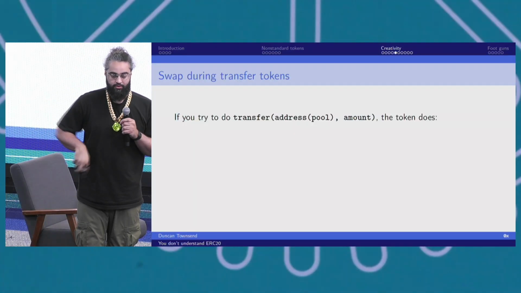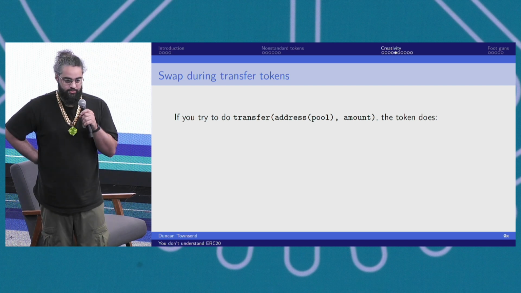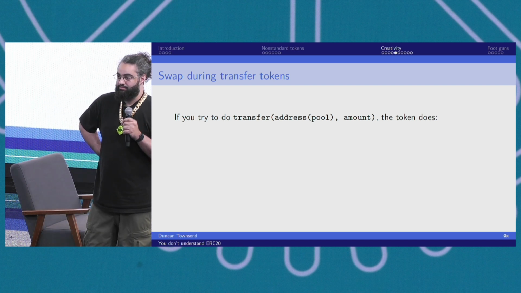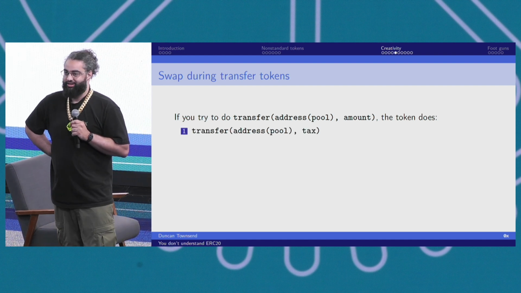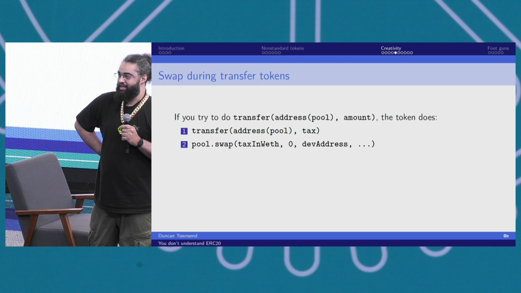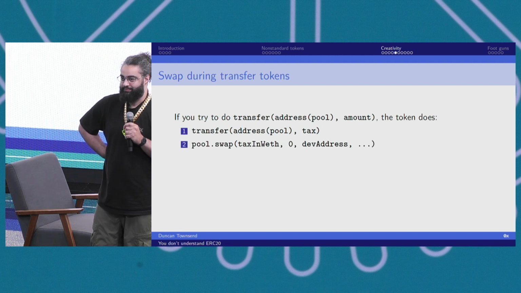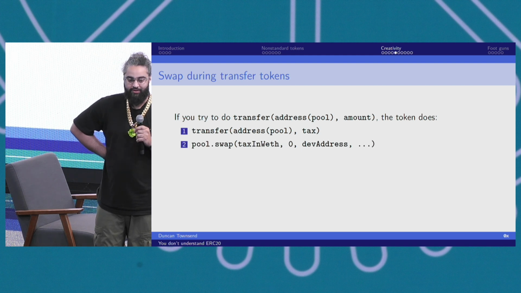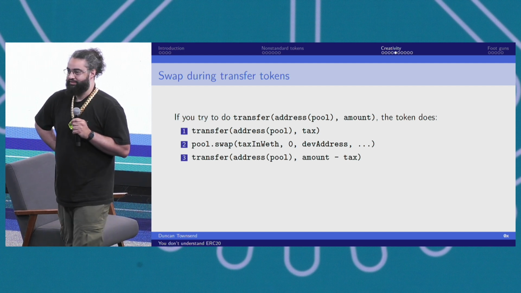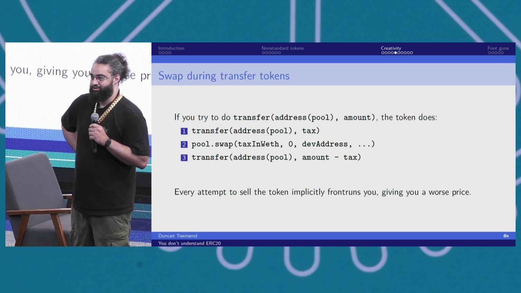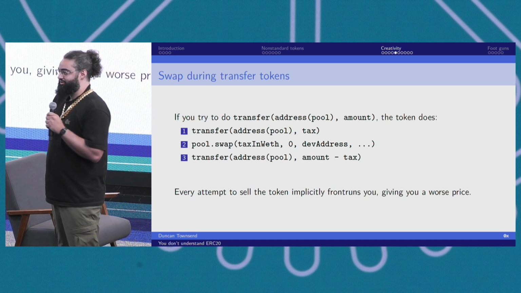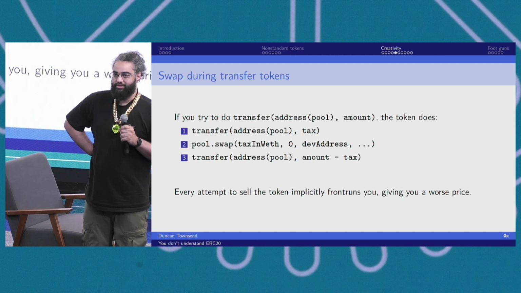Swap during transfer tokens is another way that transfer tax tokens provide yield to developers. Or I should say, revenue to developers. If you try to do something like this, where you're selling your token, first, the token transfers the tax to the pool. Then it swaps the tax for ETH and withdraws it and sends it to the developer. And then it sends the rest. So in other words, every single time you transfer that token, the token front runs you. And if you're trying to sell the token, you're going to get a slightly worse price every time.